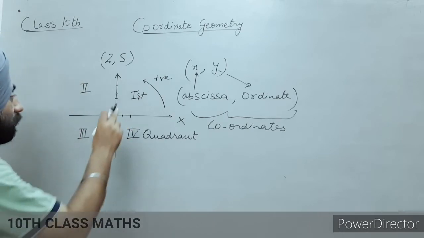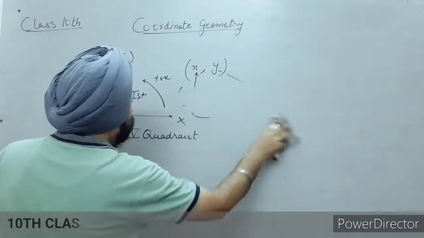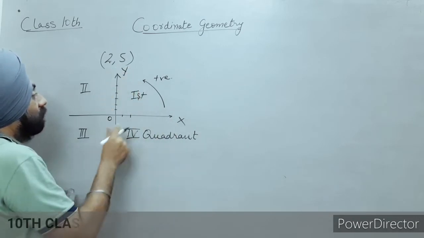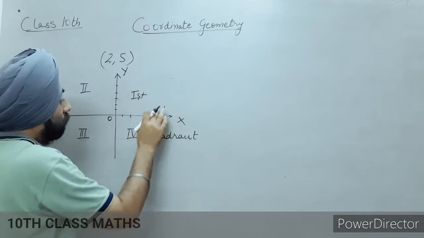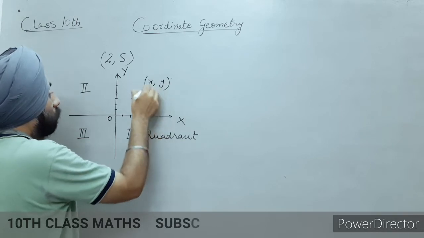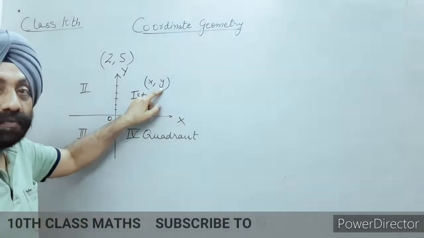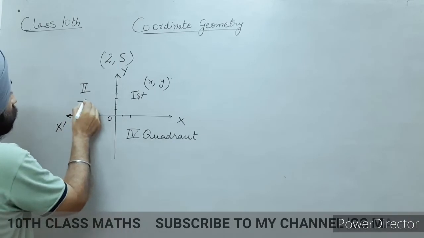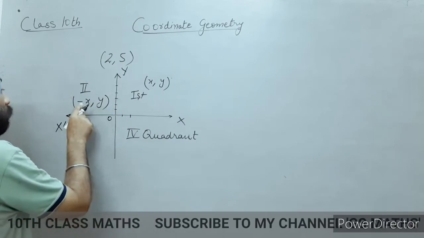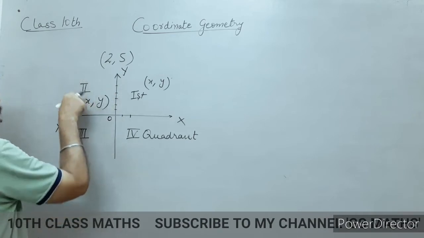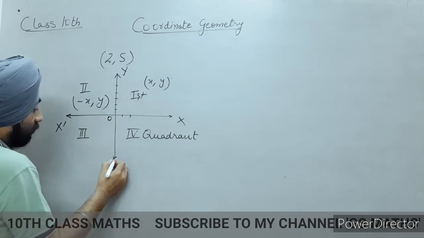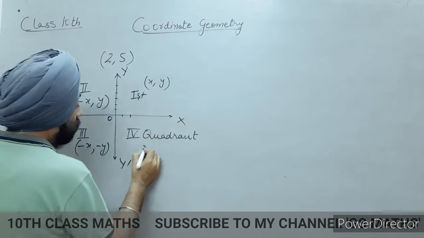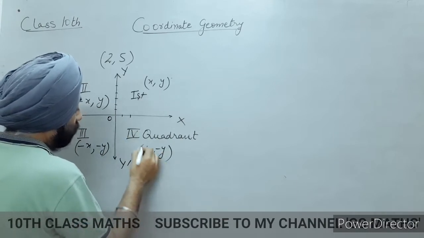Now in the first quadrant, if I take any point (x, y), this is my y-axis, right? If I want to take a point (x, y), it will be located in the first quadrant, where x and y are both positive. In the second quadrant, this is x dash, the negative x-axis. So in the second quadrant, it will be (minus x, y). If I want to plot the coordinates (minus x, y), I have to plot them in the second quadrant. Now, in the third, both are negative, that is (minus x, minus y). And in the fourth quadrant, x is positive, y is negative, that is negative of y.